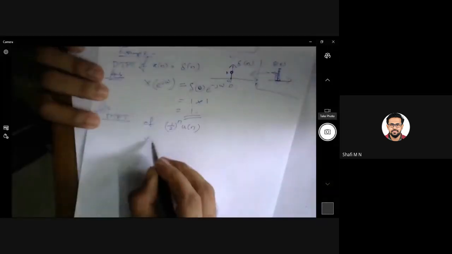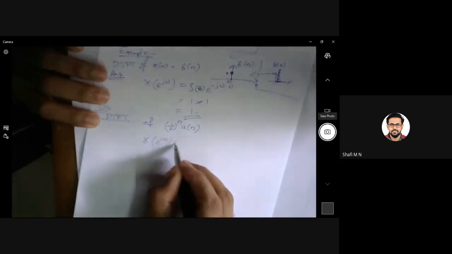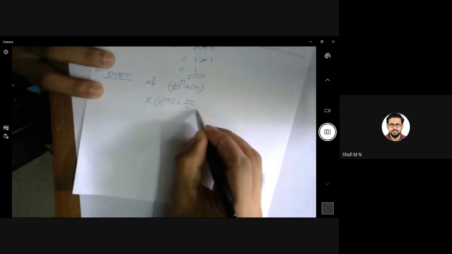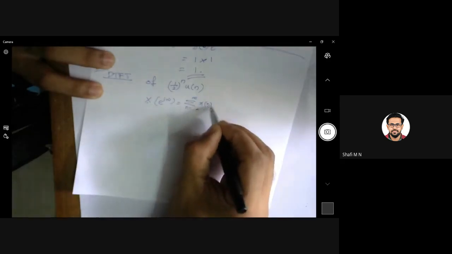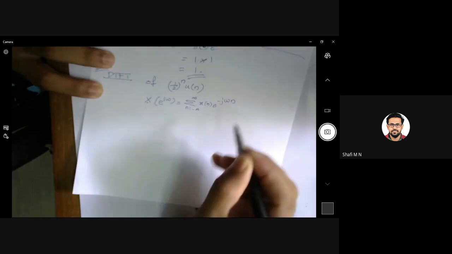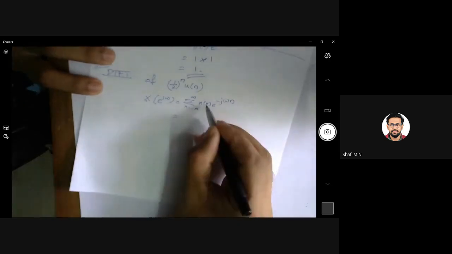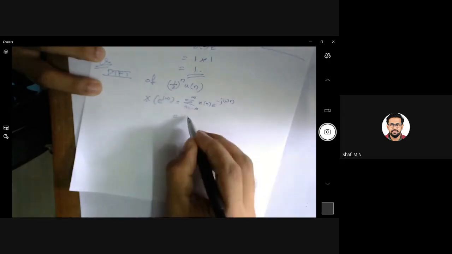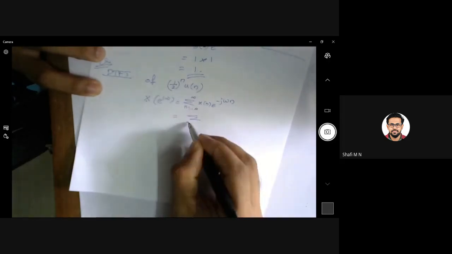You just write the basic equation and modify the limit. That's all. So always you do it like this. Start with the fundamental equation: sigma n equal to minus infinity to infinity x of n e raised to minus j omega n. Now your x of n is what? 1 by 2 all raised to n u of n, right? So since you have u of n, you can modify the limit.